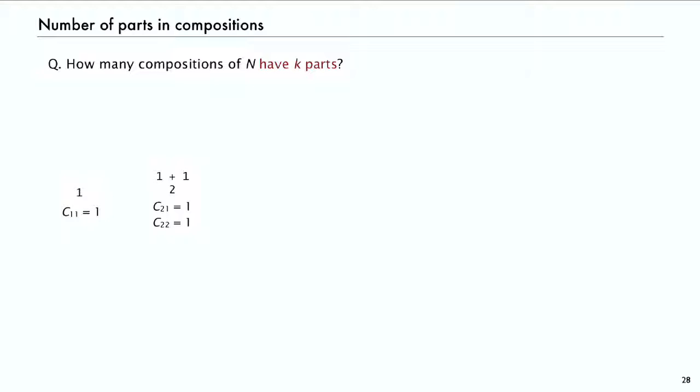So for 2, it's either 1 plus 1 or 2, so there's one that has one part, and there's one that has two parts. For 3, there's 1 plus 1 plus 1. That's one composition with 3 parts. There's 1 plus 2 and 2 plus 1. That's 2 compositions with 2 parts. And there's 3, that's one composition with 1 part. There's always going to be one with one part and one with n parts.